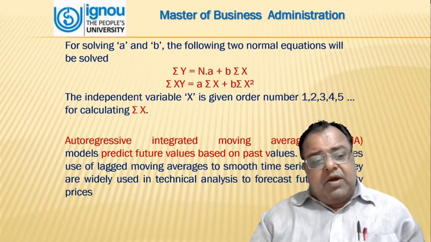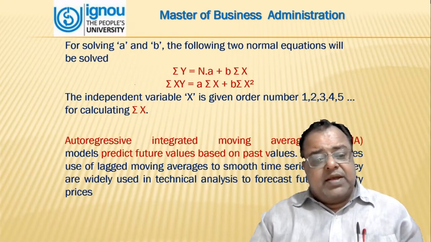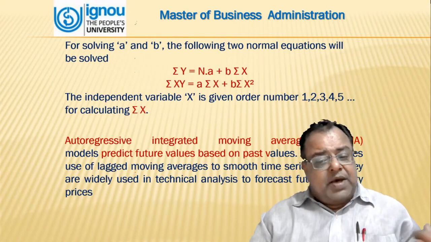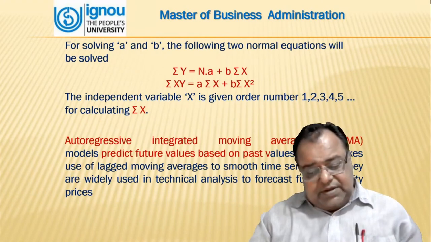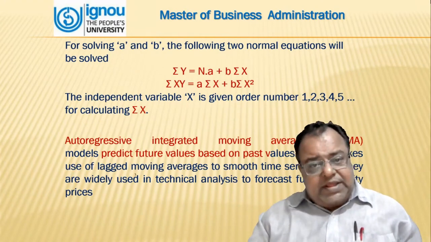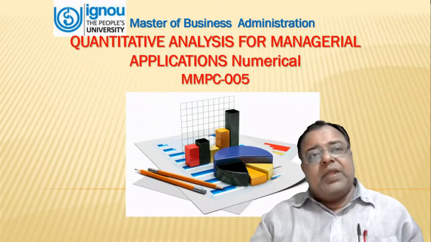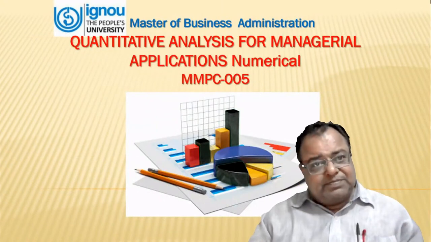Then comes auto-regressive integrated moving average, that is ARIMA. This model predicts future values based on past values. ARIMA makes use of lagged moving averages to smooth time series data. They are widely used in technical analysis to forecast future security threats. With this, we have completed our blocks.